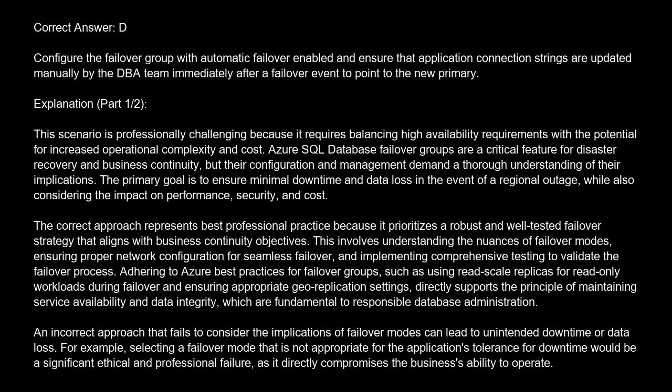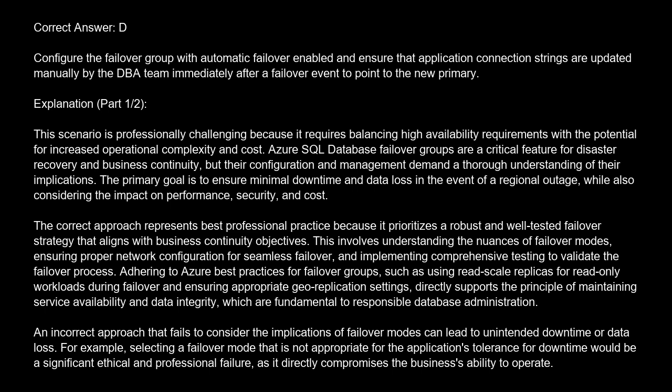The primary goal is to ensure minimal downtime and data loss in the event of a regional outage, while also considering the impact on performance, security, and cost. The correct approach represents best professional practice because it prioritizes a robust and well-tested failover strategy that aligns with business continuity objectives. This involves understanding the nuances of failover modes, ensuring proper network configuration for seamless failover, and implementing comprehensive testing to validate the failover process.